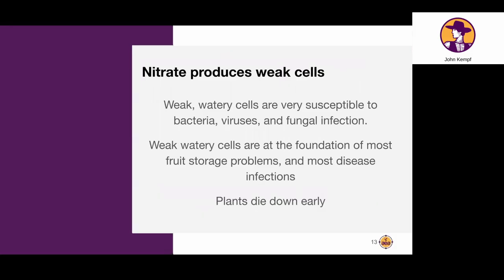Nitrate produces weak cells and weak cell membranes. So fundamentally, weak cell membranes are one of the foundational requirements. When we talk about the disease triangle, there are three components: a potential pathogen, a susceptible host, and a proper environment. We don't give enough consideration to the definition of a susceptible host. A susceptible host is not just a random tomato plant, because we know that some tomato plants are resistant to one disease and other tomato plants of a different variety are susceptible to the disease.